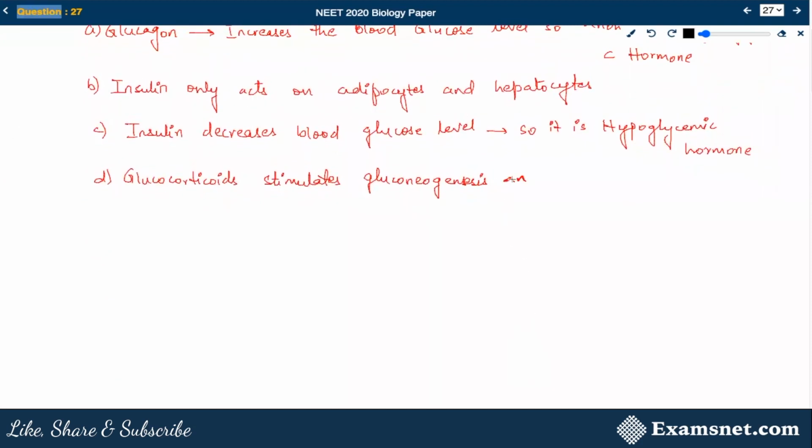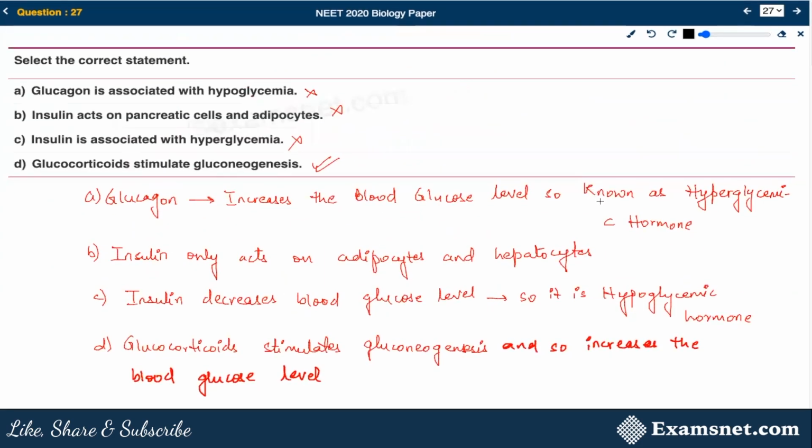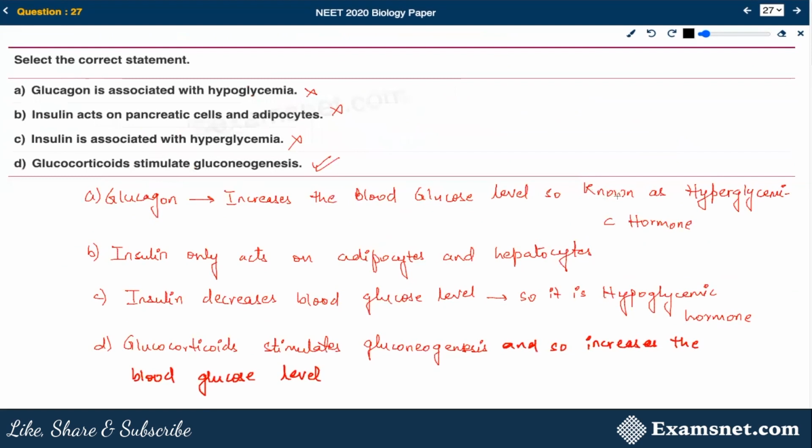and so increase the blood glucose level, because they will stimulate the formation of glucose in the blood. That's all. All right. So this is the case. With this, we have seen that the correct option turns out to be option B.